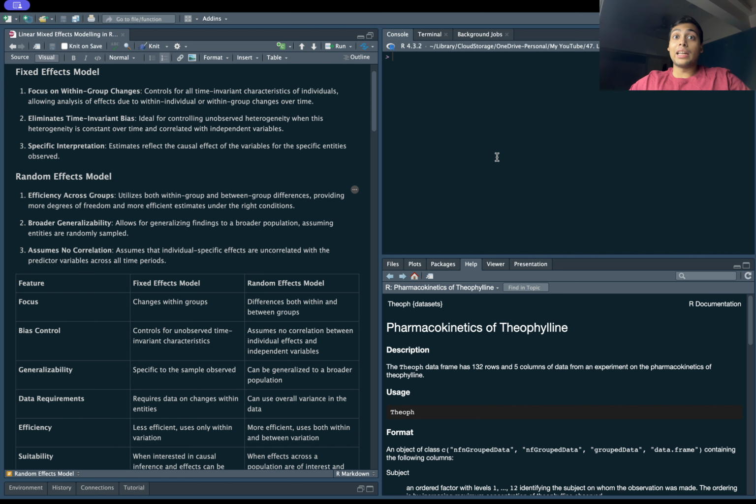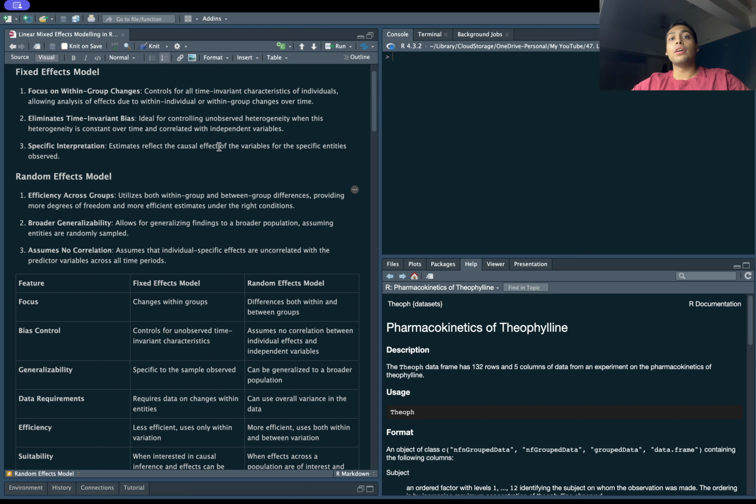You cannot do that in RM ANOVA. It's just a simple analysis of variance technique. But in regression models, you are able to do that. So in essence, when you have clustered data, you should look into using a linear mixed effects model when you have a continuous dependent variable. Now, what are fixed and random effects?